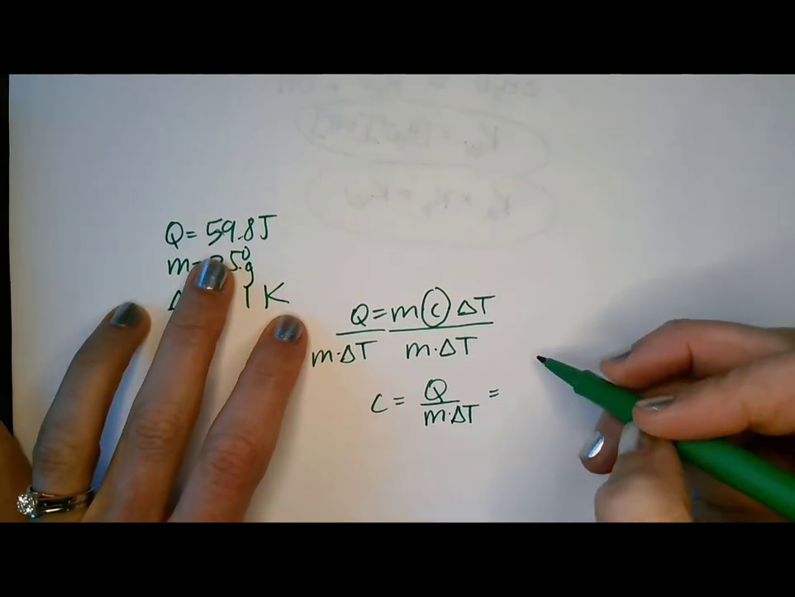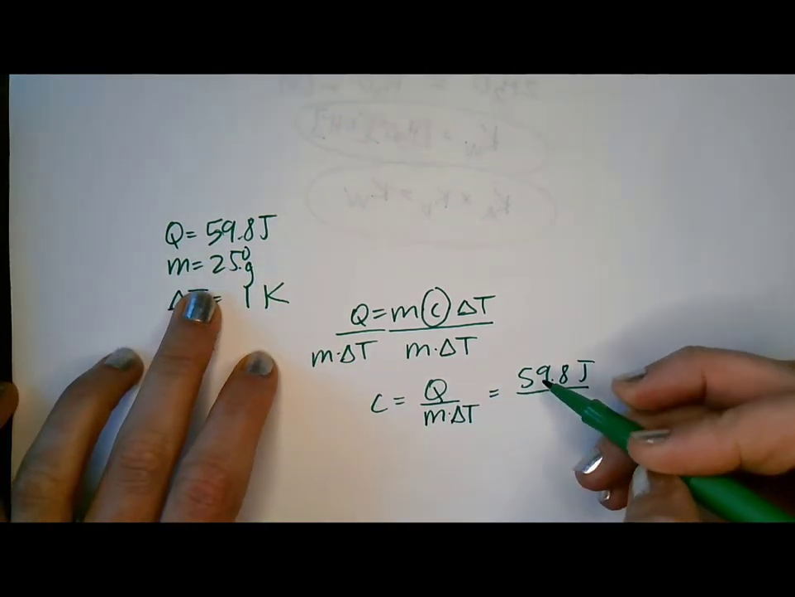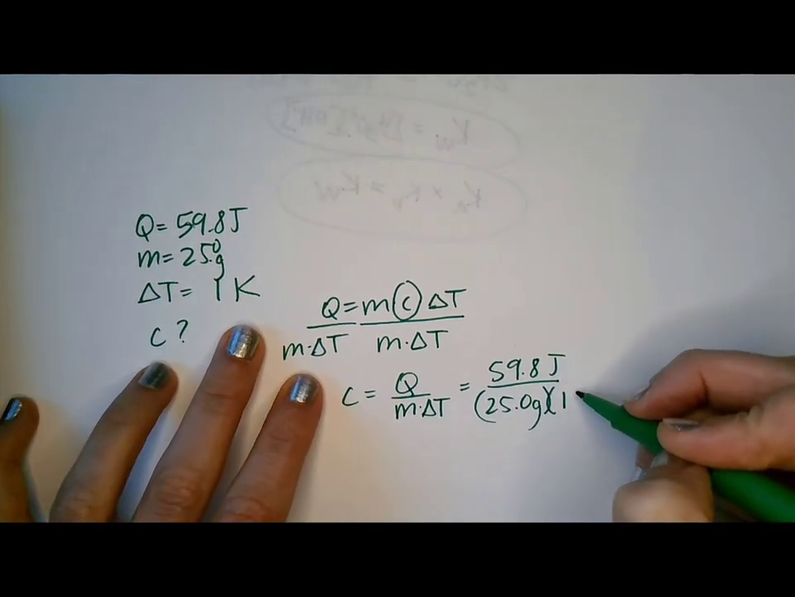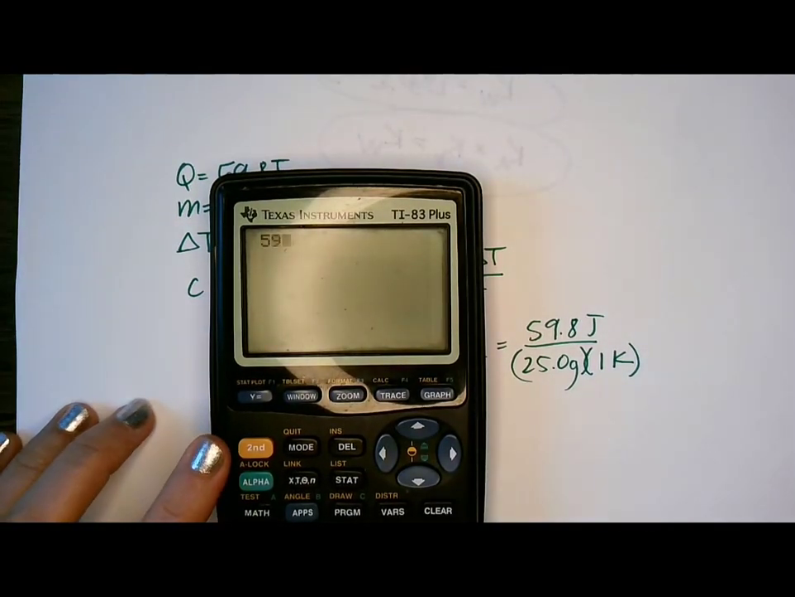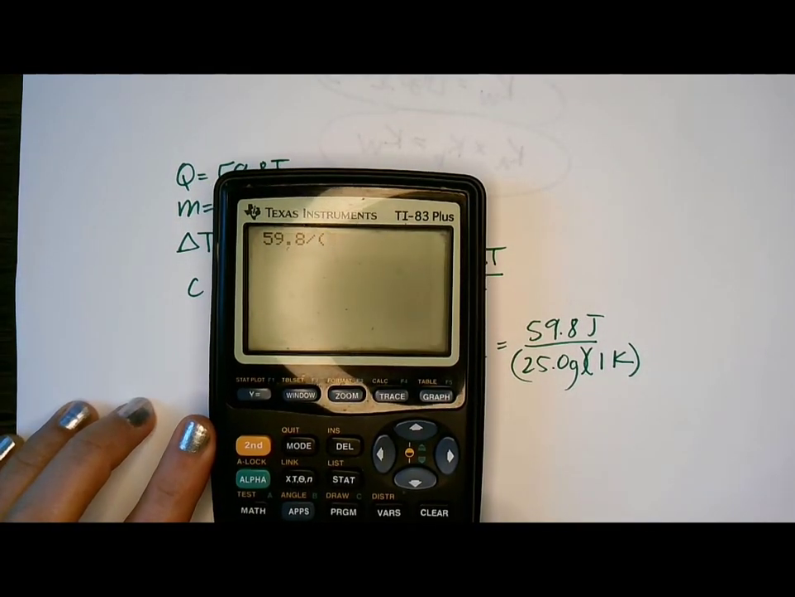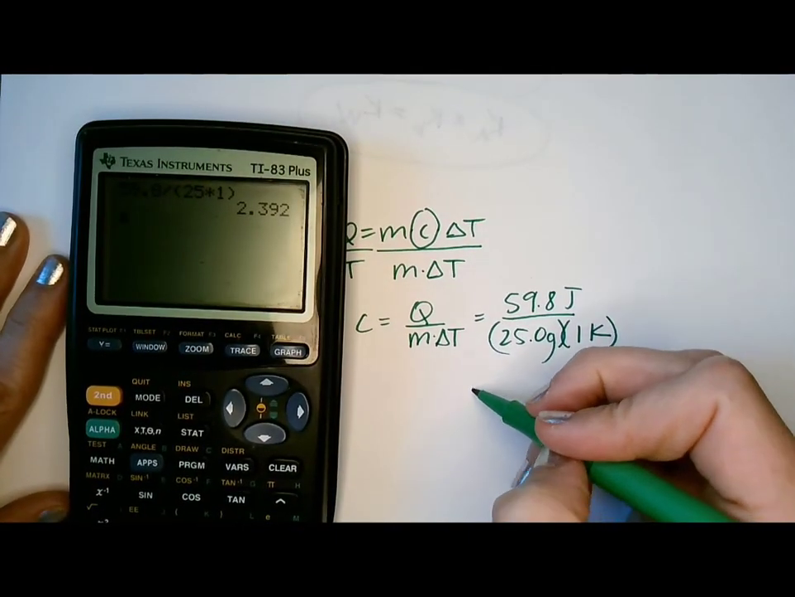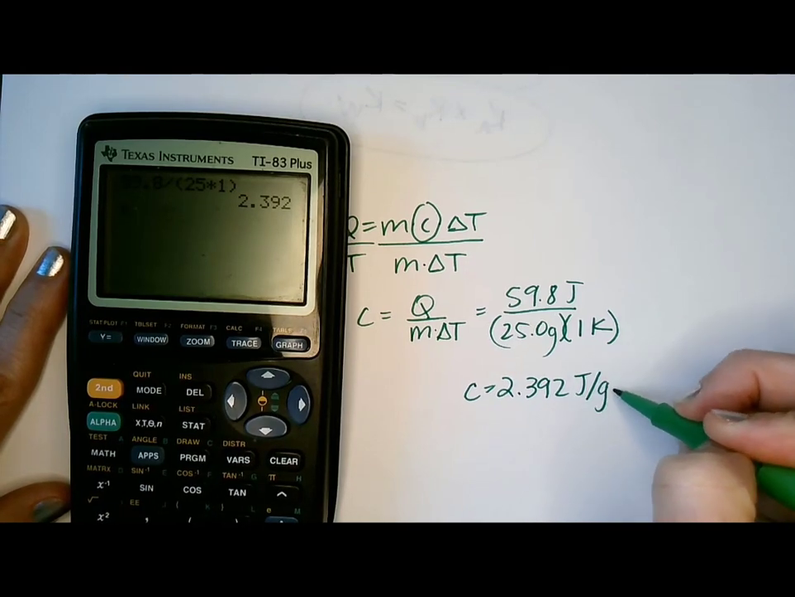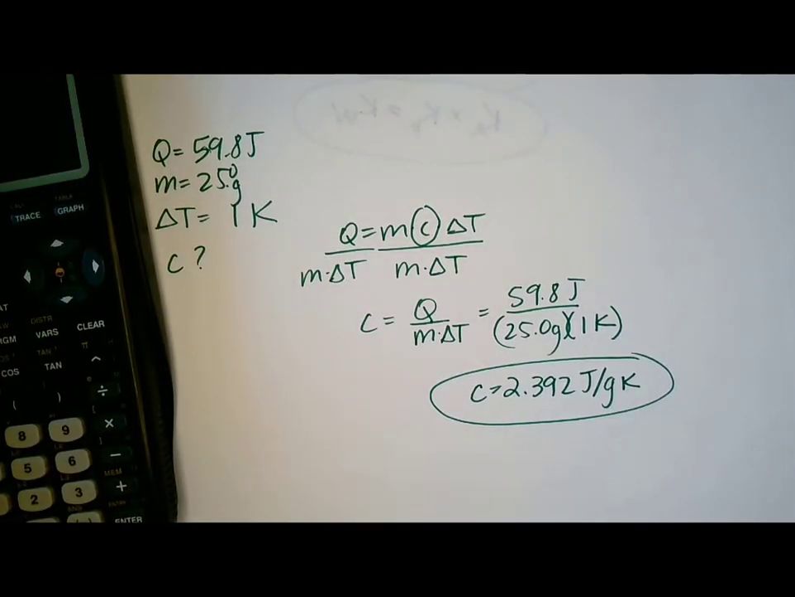Let's do that. We've got Q is our 59.8. Our mass was 25.0 grams. Change in temperature was 1 Kelvin. So let's do 59.8 divided by, make sure you put in parentheses, 25 times 1. And we get a specific heat of 2.392 joules per gram Kelvin. Okay, hopefully you get those same answers.